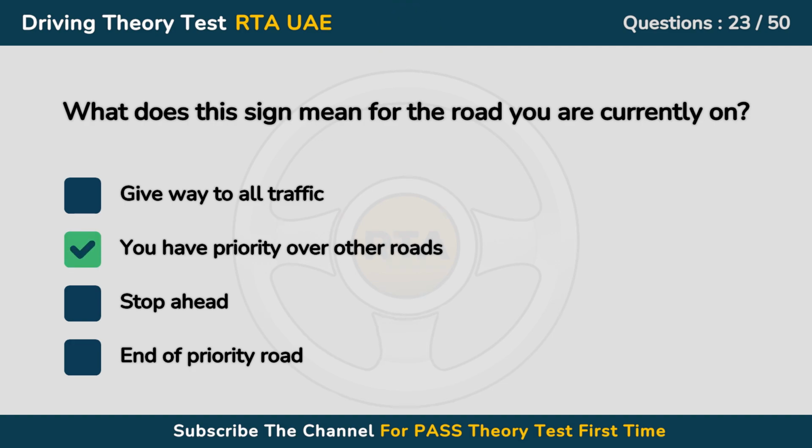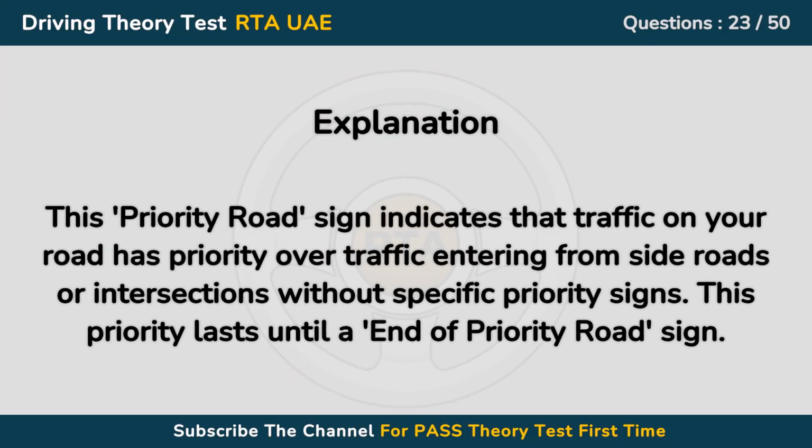Answer is B. You have priority over other roads. This priority road sign indicates that traffic on your road has priority over traffic entering from side roads or intersections without specific priority signs. This priority lasts until an end of priority road sign.